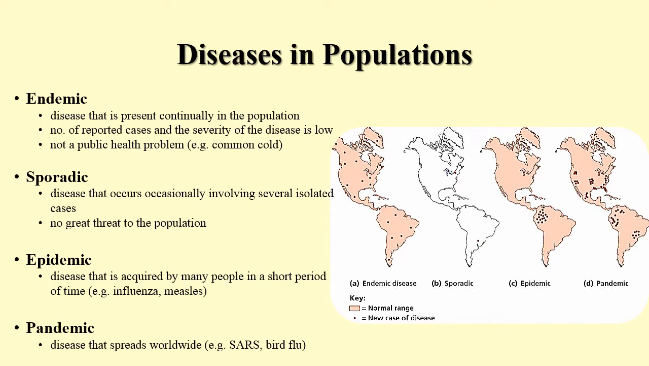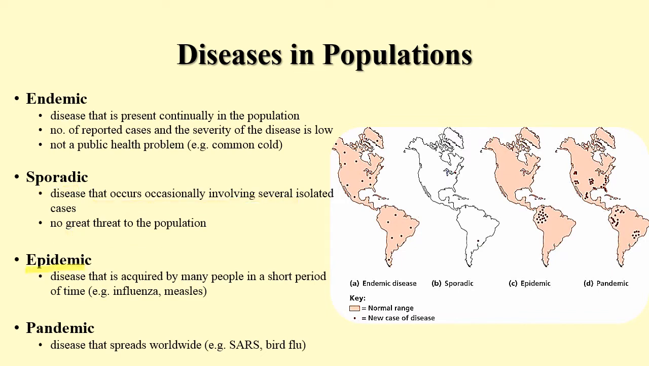Okay, disease in a population can be endemic, sporadic, epidemic, or pandemic. Let's come to the endemic. Endemic is a disease that is present continually in the population, and the number of reported cases and the severity is usually low. Usually it is not a public health problem. One example of an endemic disease is the common cold. Okay, sporadic. Sporadic is a disease that occurs occasionally, involving several isolated cases and no great threat to the population.